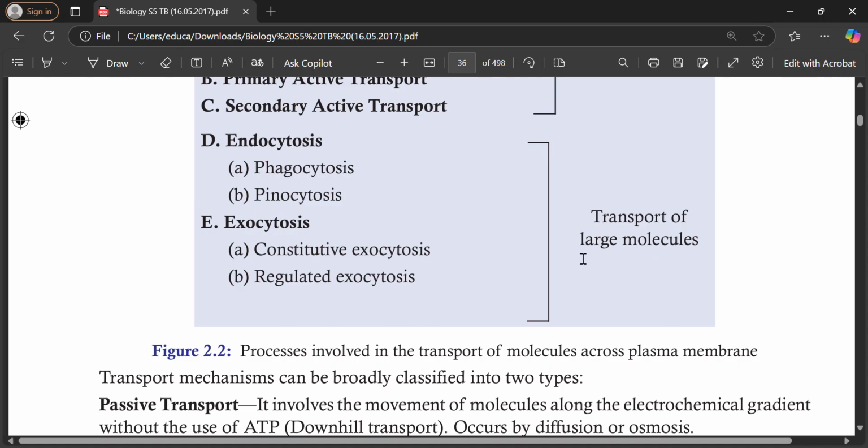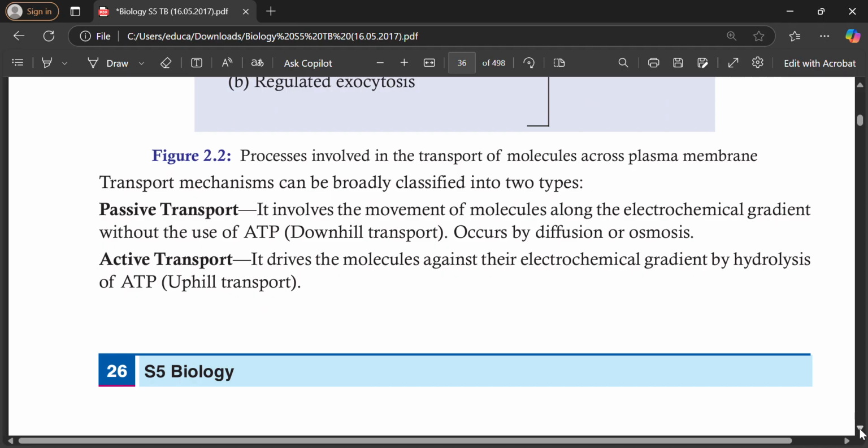All these transport large molecules. Then the transport mechanisms can be broadly classified into two types. Actually, these are the transport mechanisms. We put them into two main types. We call them passive transport. A passive transport involves the movement of molecules along the electrochemical gradient without the use of ATP. That's what we have to put in mind.